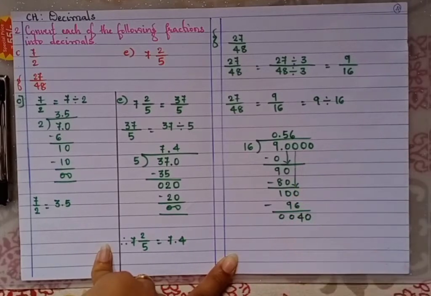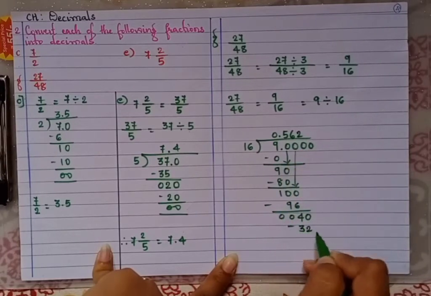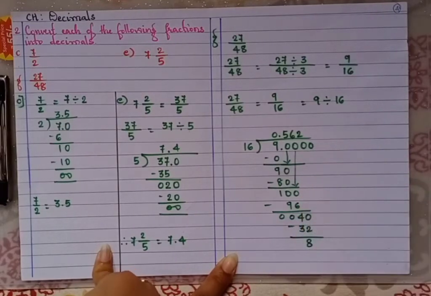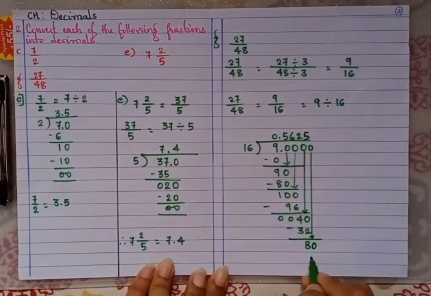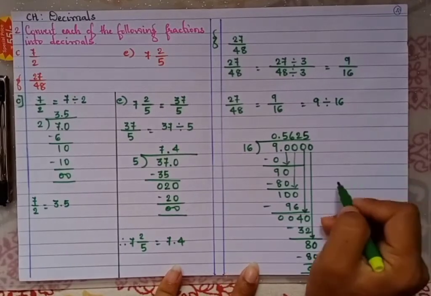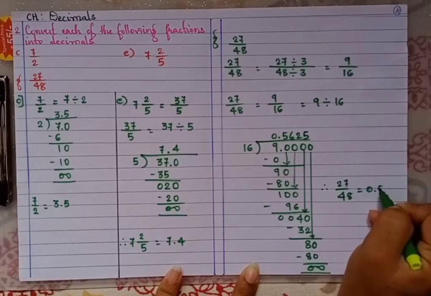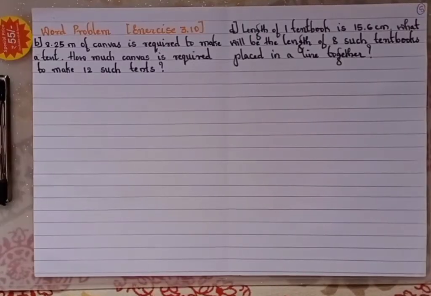Take next digit down, that is 0, and has become 40. And now 16 2s are 32. From 40, 32 goes out, remains 8. Take next digit down, has become 80. And you know that 16 5s are 80. From 80, 80 goes out, remains 0. So what quotient we have obtained here? 0.5625. Therefore, 27 upon 48 can be written in decimals as 0.5625. Hope you have understood this. Now let's see the next part.